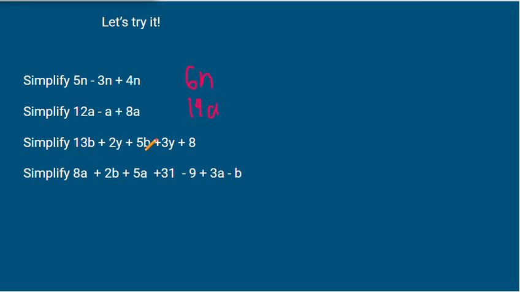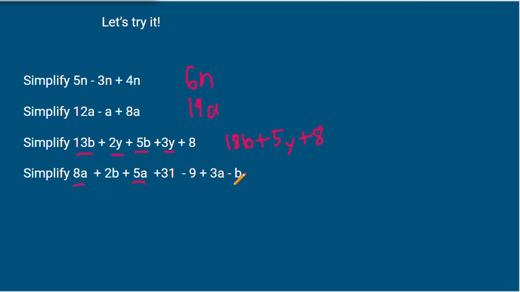13b, 2y, 5b, 3y, and 8. So the y's will go together, the b's will go together. 13b plus 5b gives me 18b. 2y plus 3y gives me 5y. And then I got an 8. There wasn't any other constants.